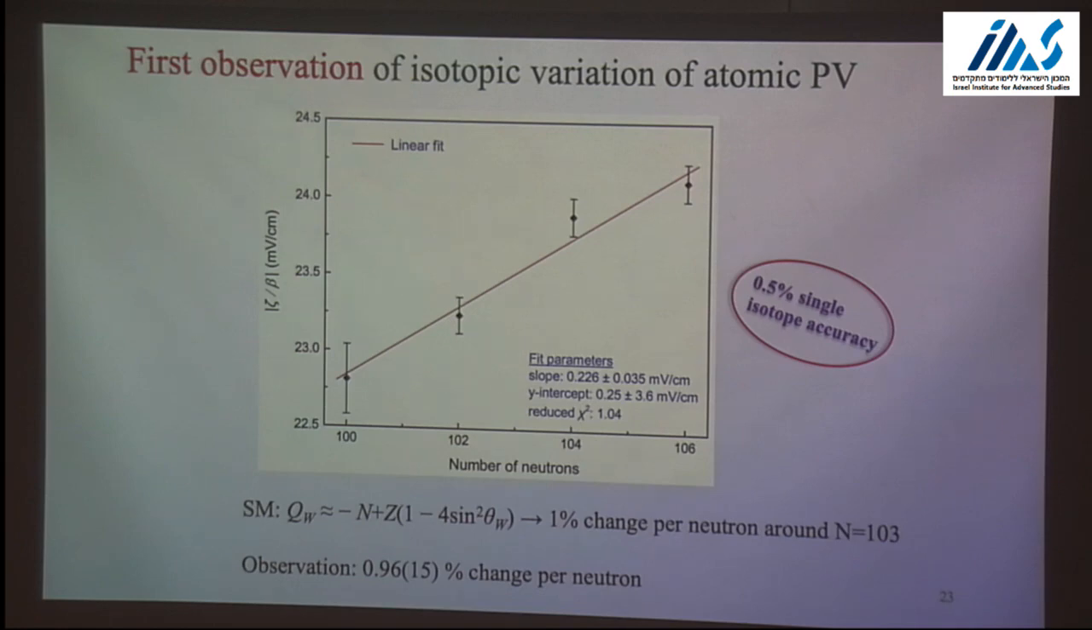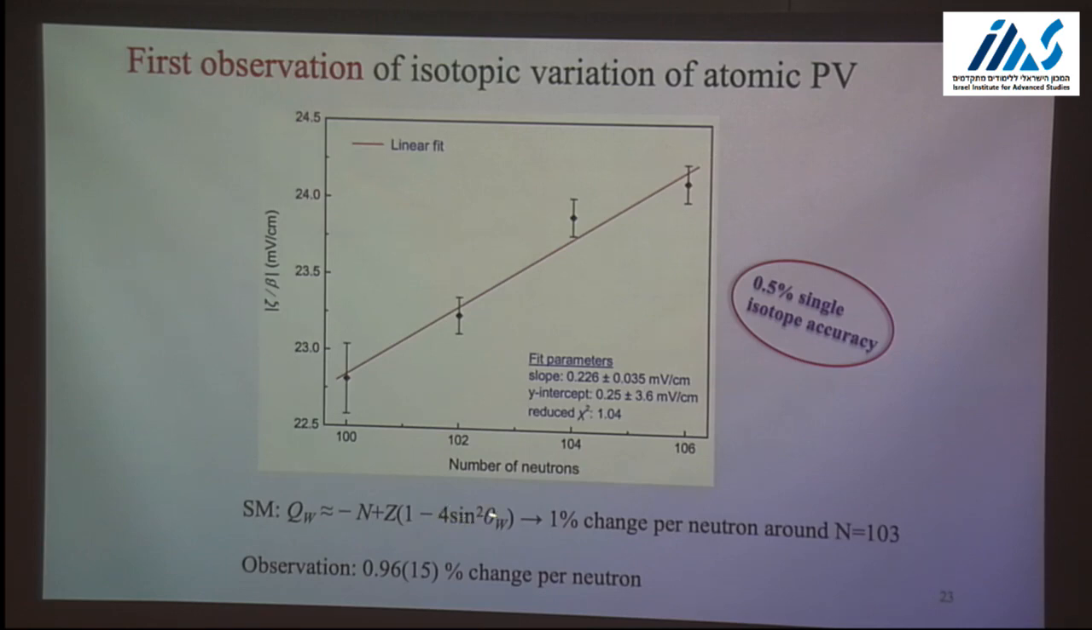So what we have done here is the first observation of isotopic variation of atomic parity violation. Now, in the standard model, you have a prediction that the parity violation effect is proportional to something called the weak charge of the nucleus, because basically all the nucleons, protons and neutrons, contribute to the effect. And the weak charge of the neutron is -1 in the standard model, and the weak charge of the proton is 1 minus 4 sine square of the Weinberg angle.